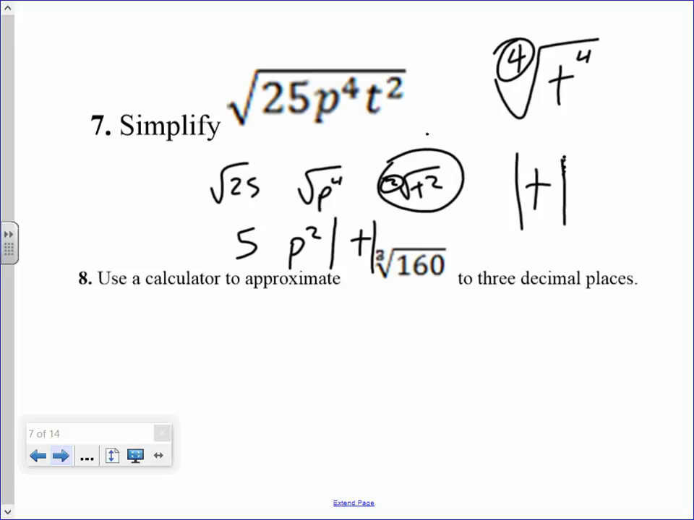Cube root of 160. Does 160 have a perfect cube root? I don't know. Well, take the cube root of 160 in your calculator. Does it come out even?